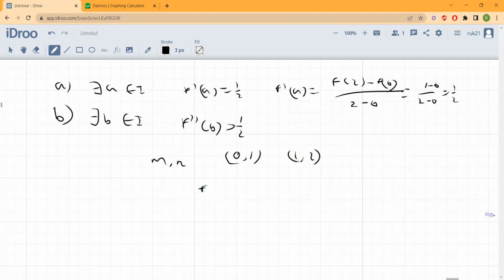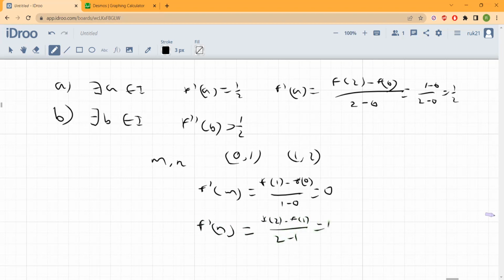So f prime at M has to equal, at least once, f at 1 minus f at 0 over 1 minus 0. This is just going to equal 0, because it's 0 over 1. And then f prime at N, in the interval 1 to 2, is going to equal f at 2 minus f at 1 over 2 minus 1. That's just going to equal 1.